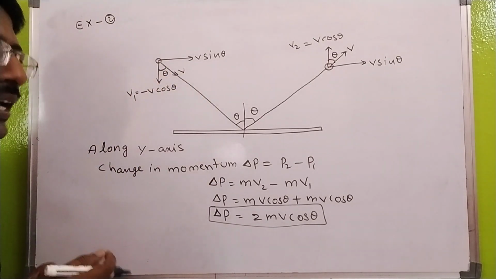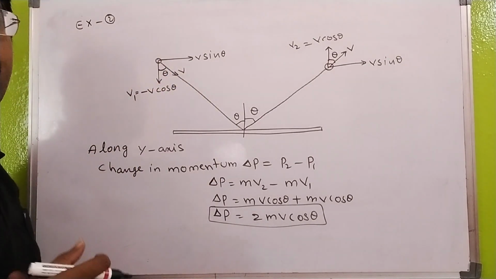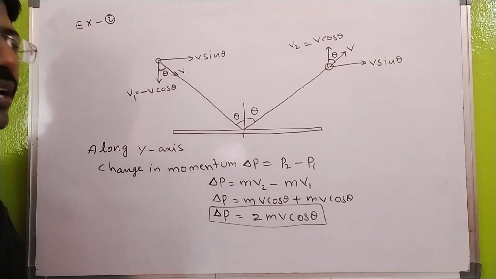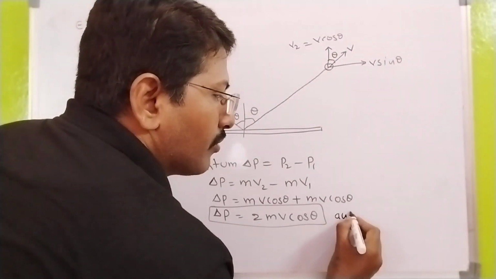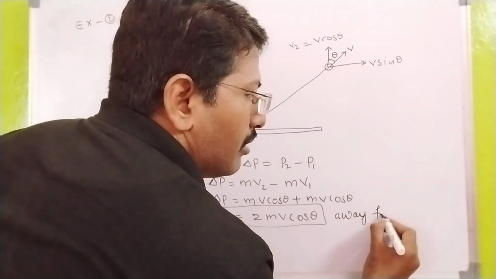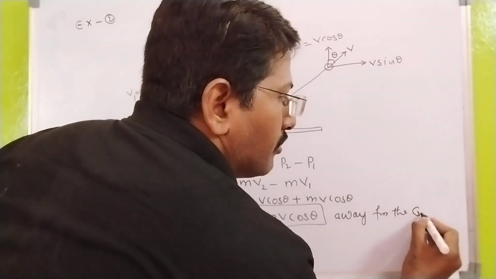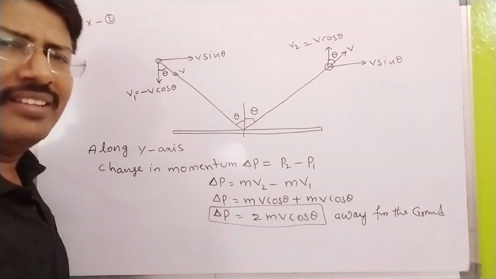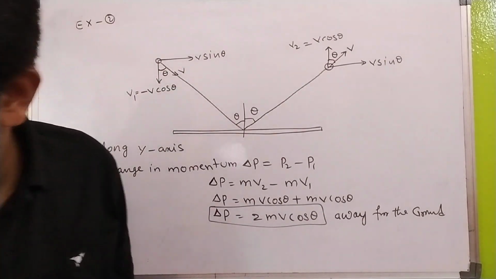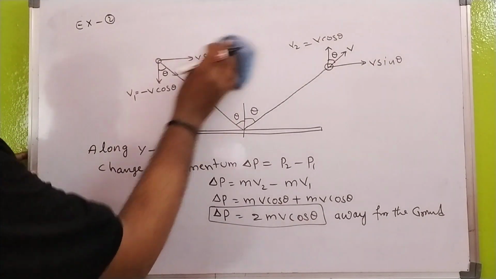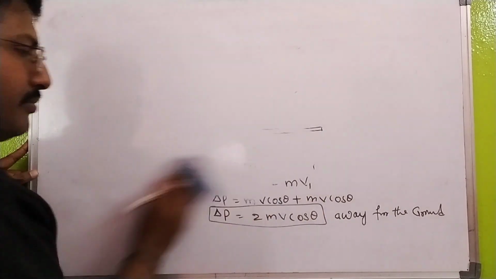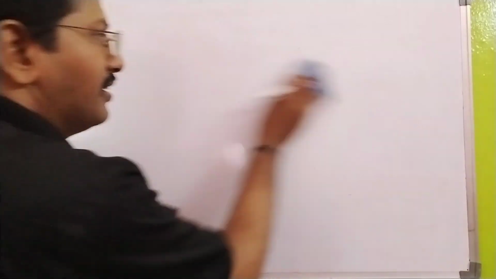Next, what is the direction of the change in momentum? If you get plus here, that means the change in momentum is away from the ground. Away from the ground. Okay, see here. Next, I will take one more example.